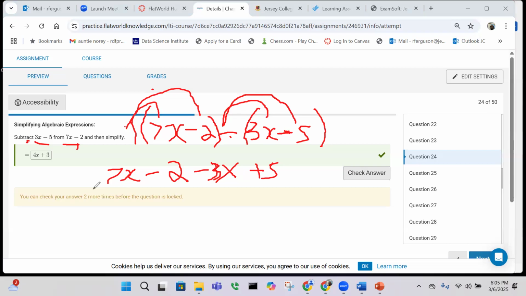So now I'm going to group like terms. I see 7x. Use a different color. So I see 7x, and I see minus 3x. So 7x minus 3x is 4x. And minus 2x plus 5 is like 5 plus negative 2. I'm going to write the groups and show it. So I did 7x minus 3x.